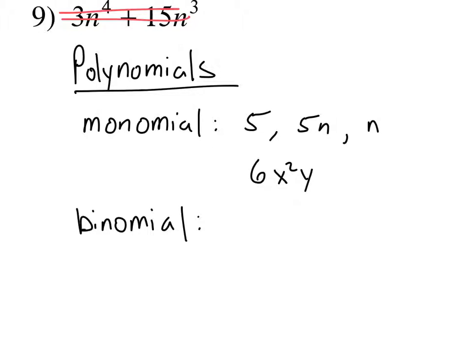Now, we have a binomial. So what does bi mean? Two. So binomial means two numbers. Actually, we don't want to think numbers anymore. Now that we know what a monomial is, a binomial just means we have two monomials attached to each other. So for example, we could just have x plus 2. X plus 2 is a binomial. It's got two monomials, x and 2. We could have just about anything, really. 6xy minus 2y. We could have 3x squared minus 7x. Those are binomials.